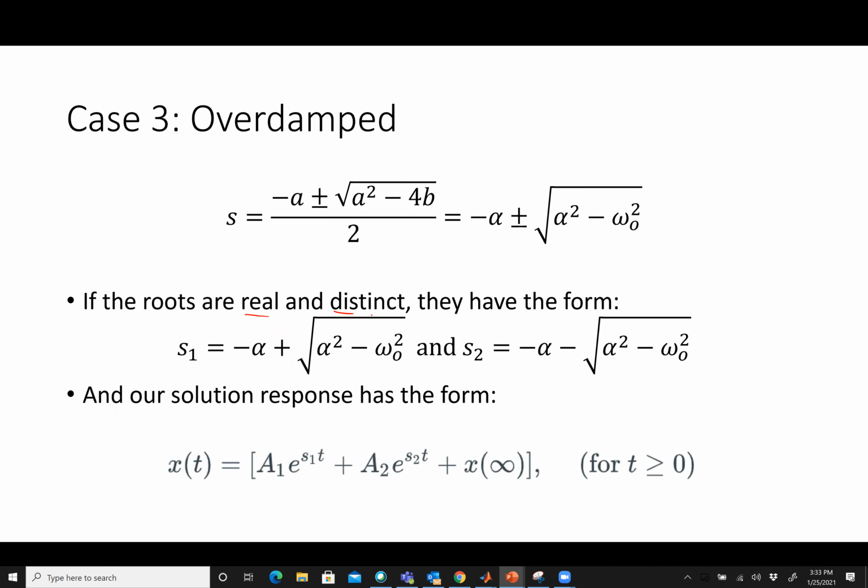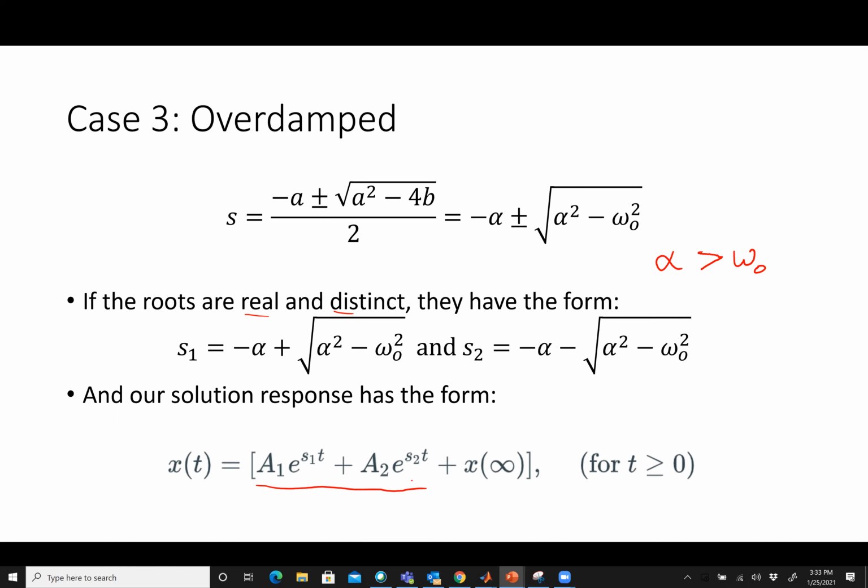In other words, what does the word distinct mean? When I say they're real and unique, they're two different numbers. So in this case, what's true about the relationship between alpha and omega naught? Alpha is greater. Okay. And if I know alpha is greater, now I get a situation where I have a purely exponential response.